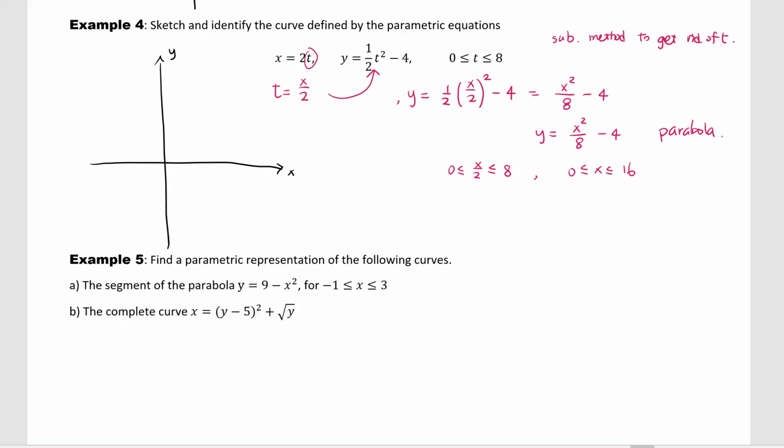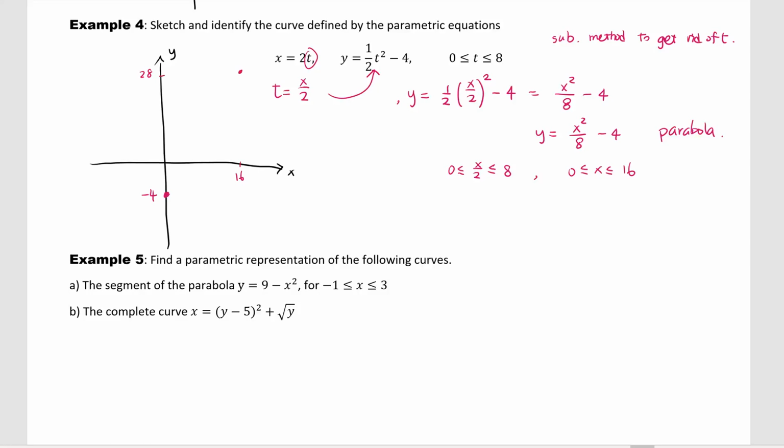Now let's see. When x is 0, we get negative 4. Let's say this is negative 4. So we're right here. When x is 16, well, 16 squared divided by 8, minus 4, we get 28. So when x is 16, we actually get 28.